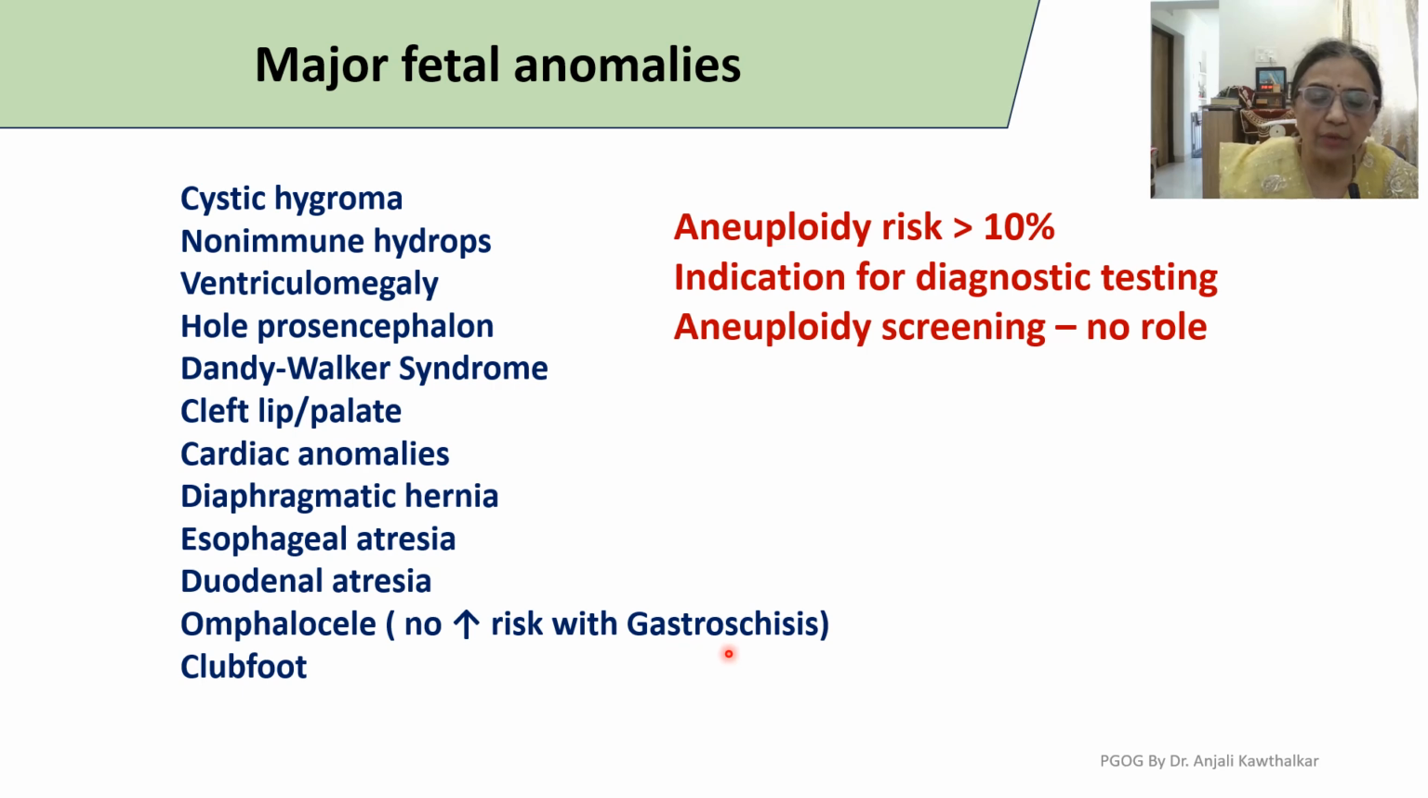Gastroschisis has a better prognosis because it has no increase in the risk of aneuploidy. All this aneuploidy risk is greater than 10%, and that is the reason it is an indication for diagnostic testing, and aneuploidy screening has no role if any of these conditions is detected by ultrasonography.